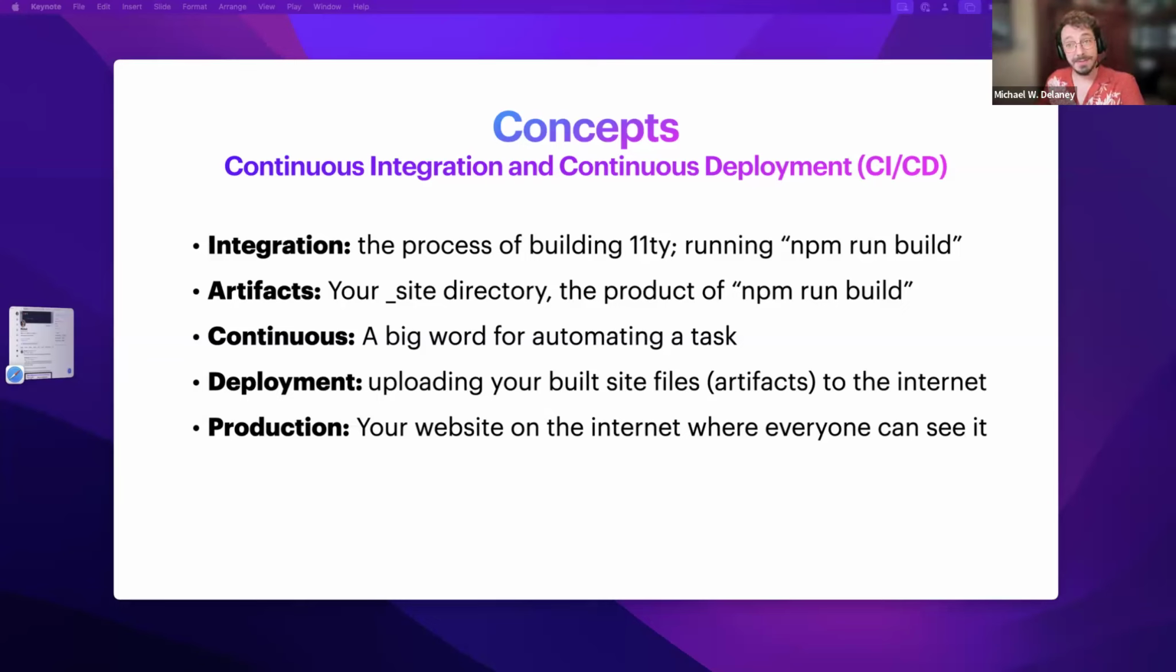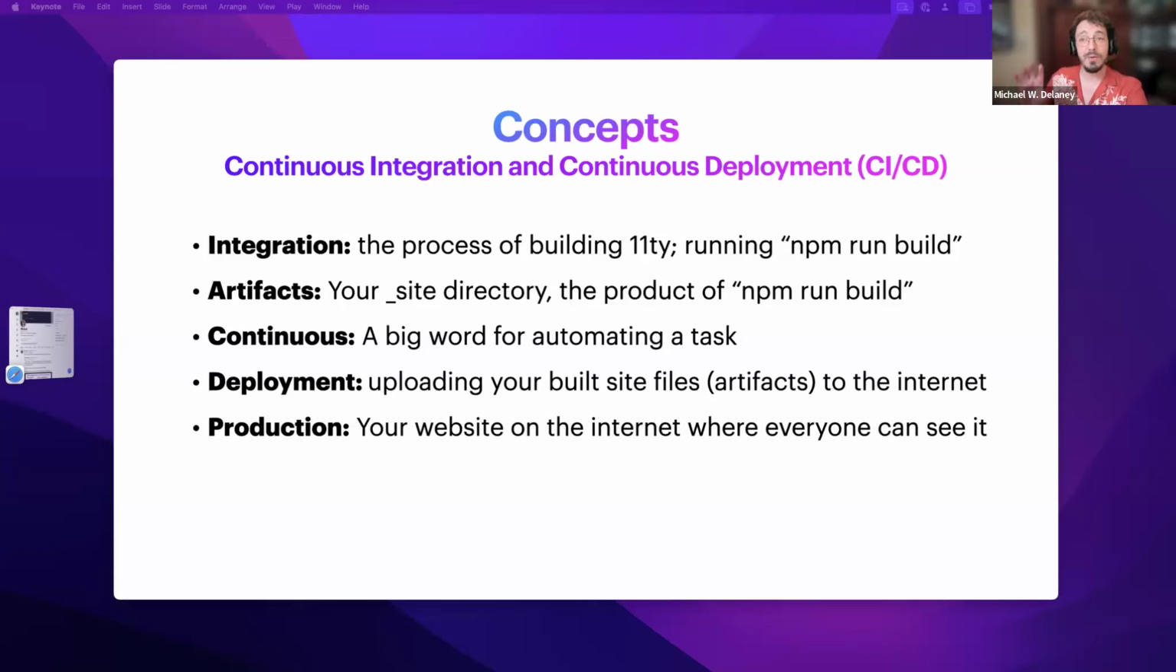So let's expand it to deployment. Artifacts are your _site directory, or whatever directory your 11ty site puts the output files in. It's just the product of npm run build. In continuous integration and deployment, we treat artifacts as disposable snapshots of how our code existed at the time of the most recent build. We don't commit build artifacts to version control because they are not source code. They are the product of source code, and we can always just build again with the latest source code.